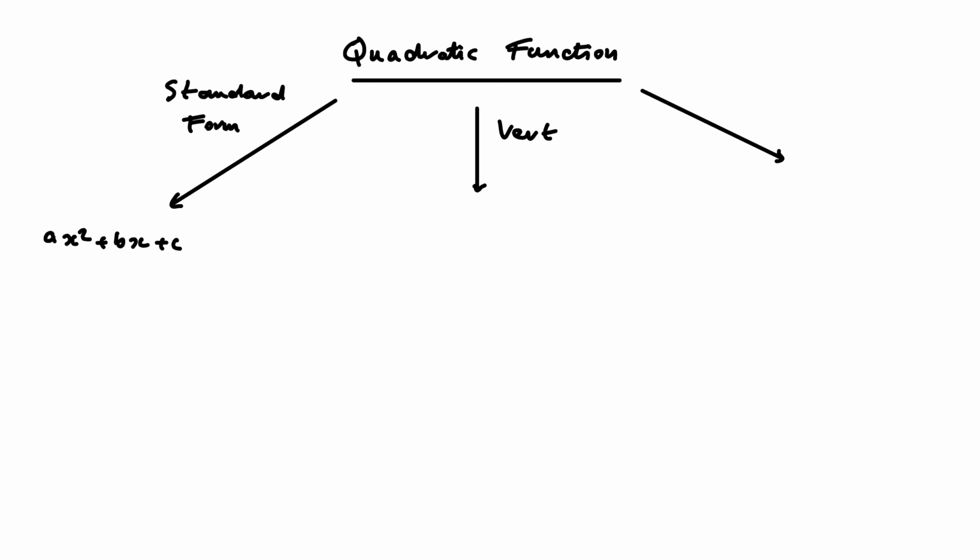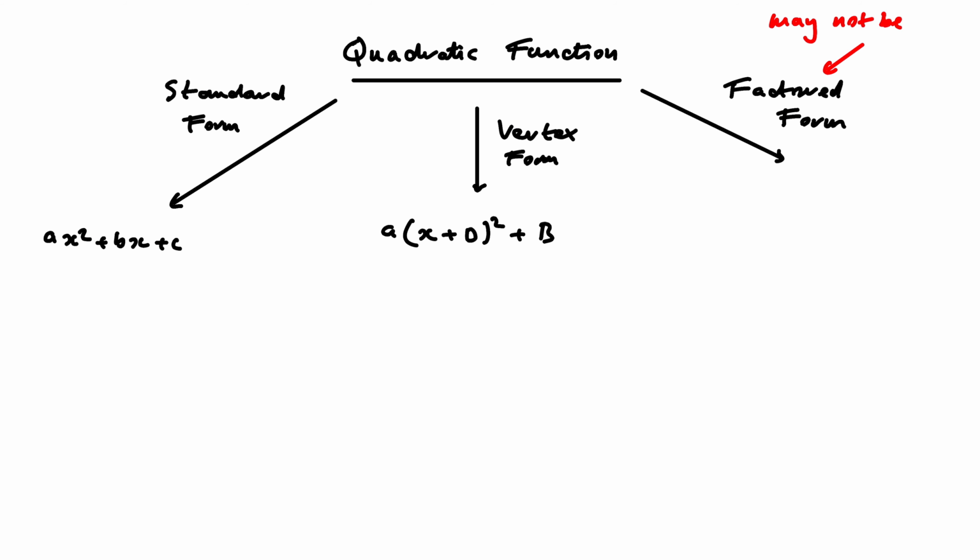There's the vertex form, which is, well, capital A in general, but it's always the same as little a, times (x + d)^2 + b. And then there's the factored form. And this is only if possible, right? So it may not be possible, not over the real numbers anyway. So what's the factored form? Well, it's the one I wrote down before: a times (x - r1) times (x - r2). That's the neatest way to write it.